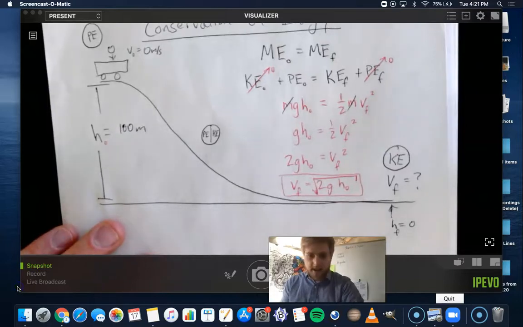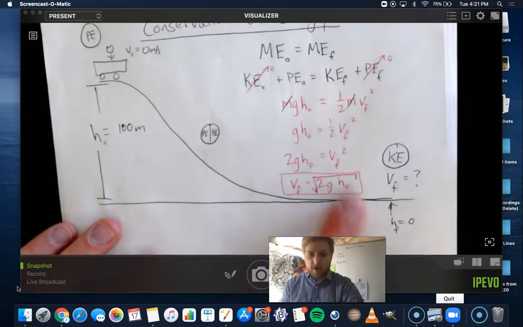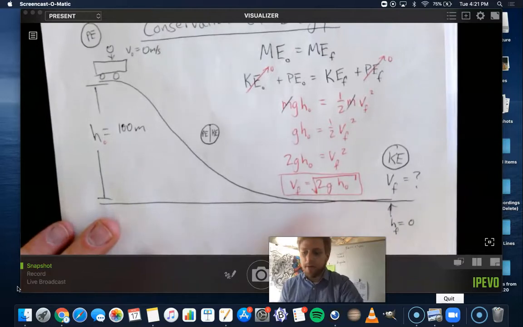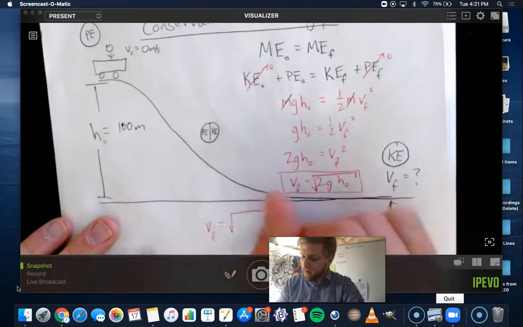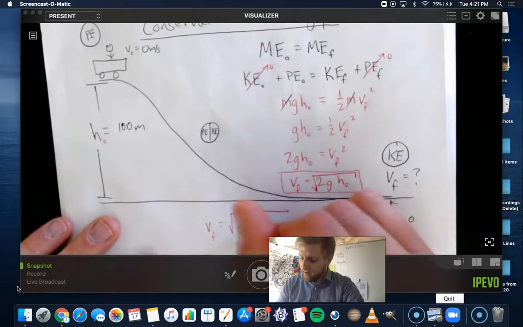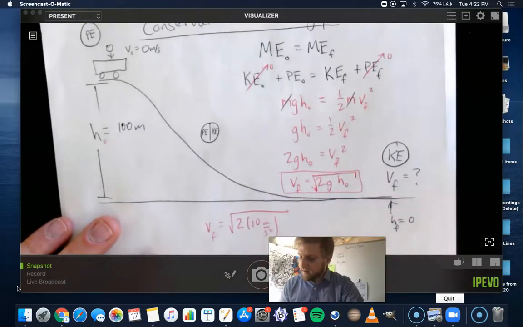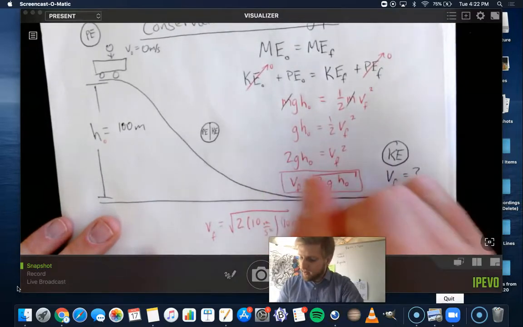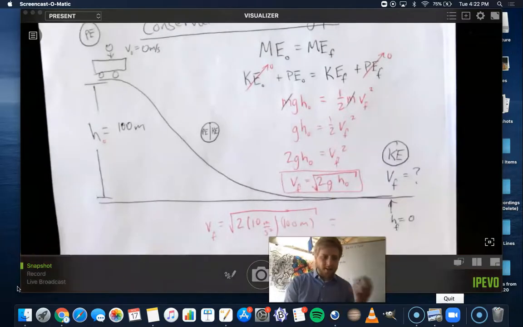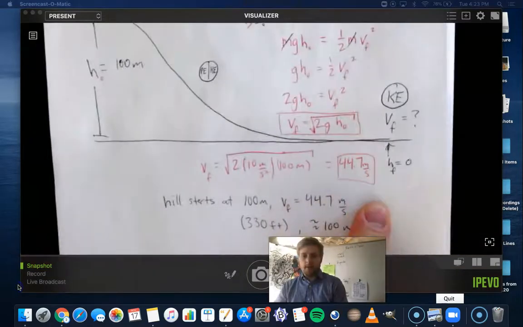Now, if you were paying attention in class today, this should look really familiar. I want to address that in just a moment. But let's actually do the calculation. The final velocity is the square root of 2 times, let's just use 10 for acceleration due to gravity, times the initial height of 100 meters. So for final velocity, we get 44.7 meters per second.